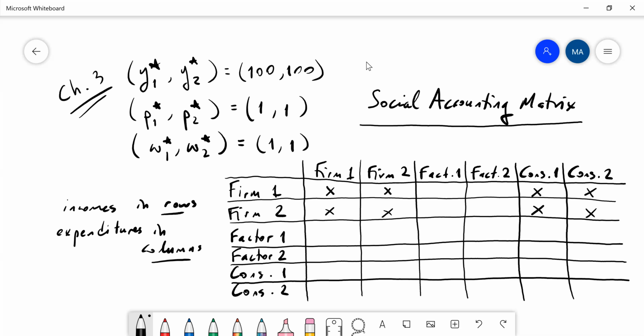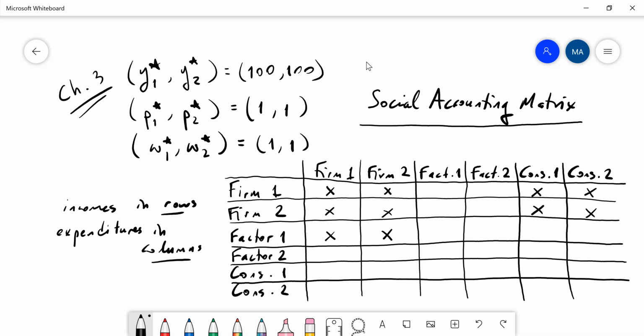Yes, so factor 1, this account will have an income originating from firm 1, right? And also from firm 2. Why? Because firm 1 will be using factor 1. Firm 2 will be using factor 1. Okay? So the income for factor 1 is originating from these two firms. Nothing from itself, nothing from factor 2, nothing from consumer 1, nothing from consumer 2.